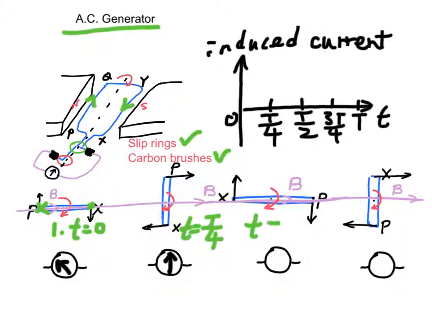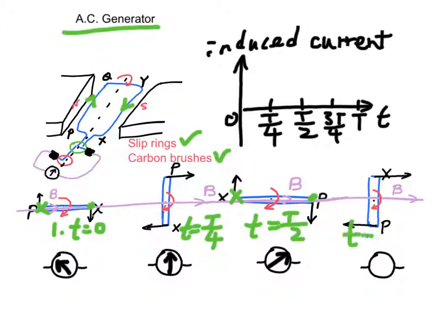At half a period's time, the plane of the coil is again parallel to the magnetic field. In this case, the induced currents at X and P are in the direction shown. The needle of the galvanometer will deflect to the right.